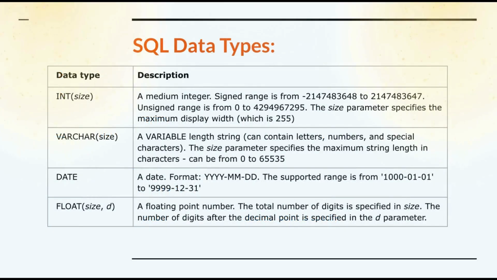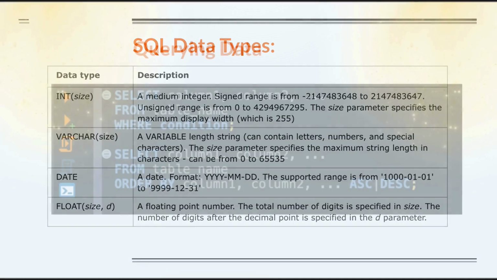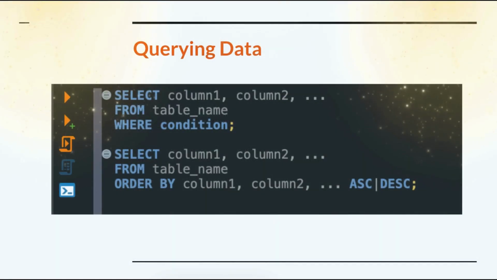Number 3. SQL data types. Data types define the kind of data that can be stored in a column, such as integers, strings, dates, and more. Common data types include integer, varchar, date, float, boolean, etc. Number 4. Querying data. The select statement is used to query data from tables.